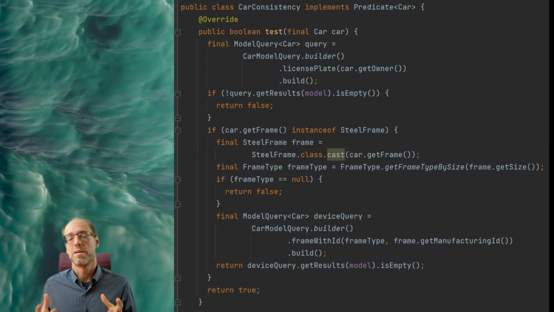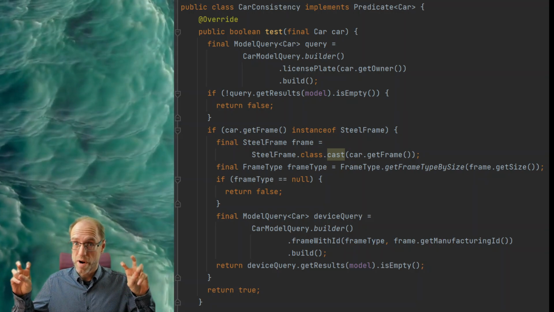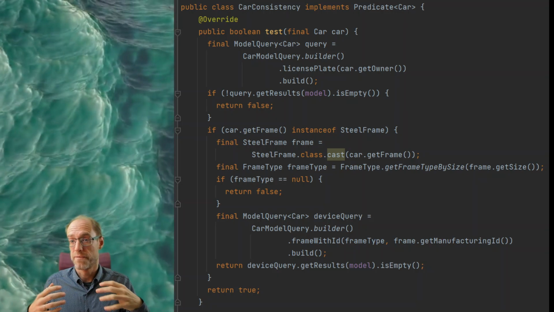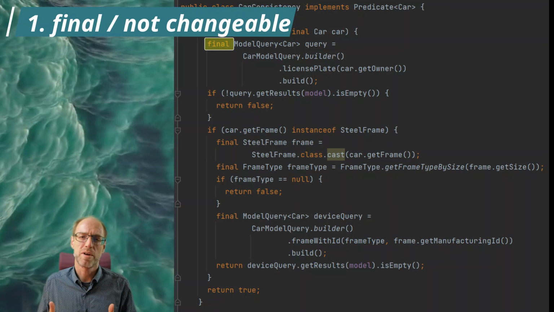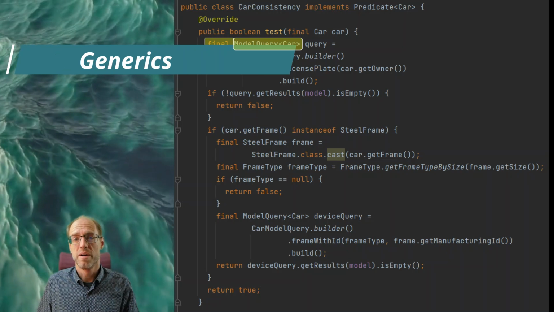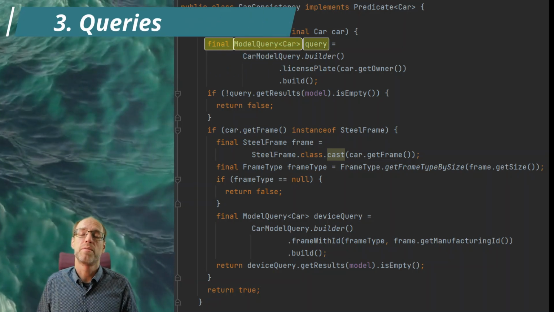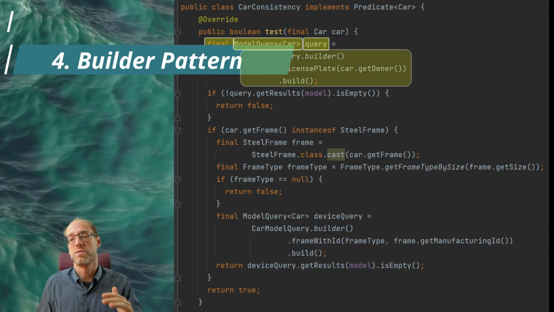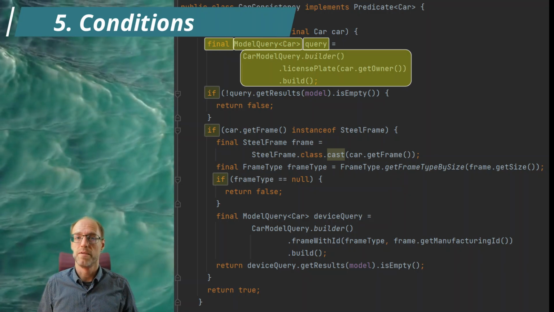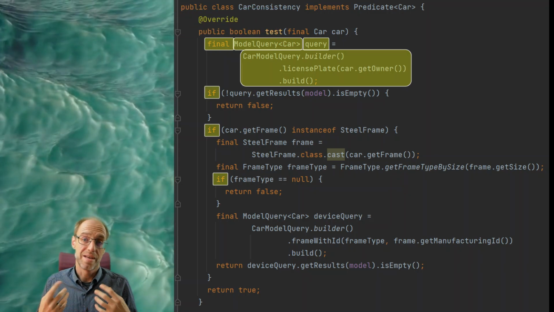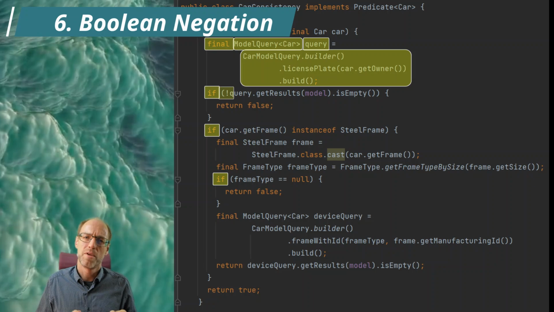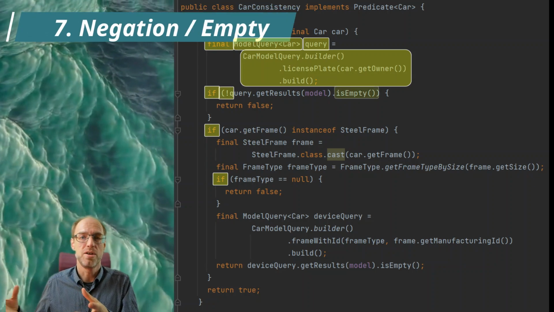So let's take another look at the code and see these abstractions in action. When you look from the top to the bottom, there's things like final, being unchangeable, is an abstraction. You have a generic parameter with a model query for a car. A query in itself is kind of an abstraction. You can see a builder pattern in action here. Then we get to conditions, which have two branches, true and false. And we have negation. Two kinds of negations actually. There's this exclamation mark negation, but also isEmpty is a sort of negation.